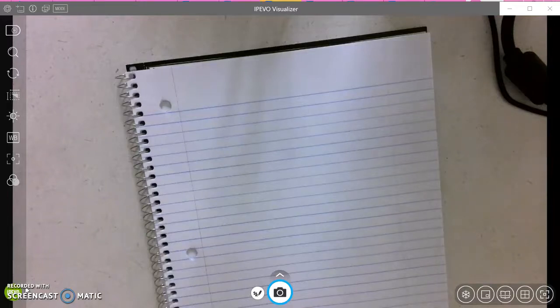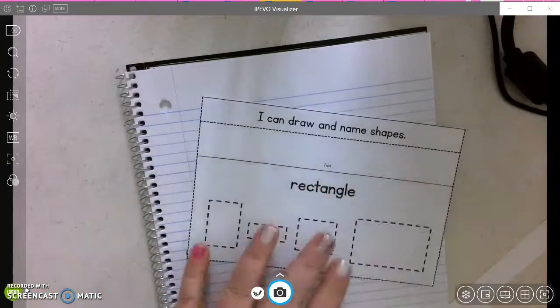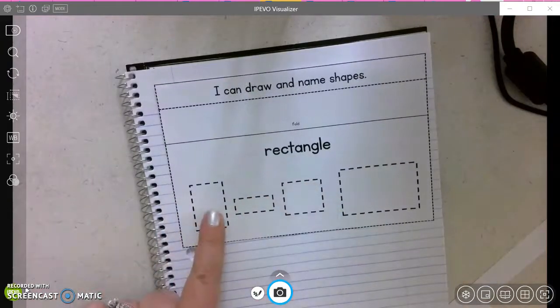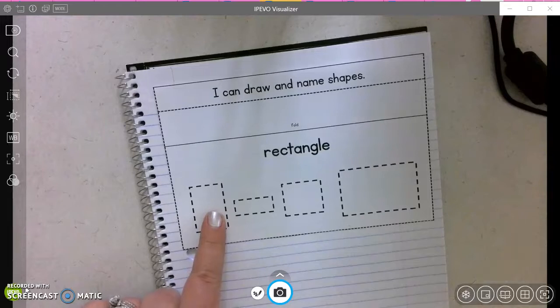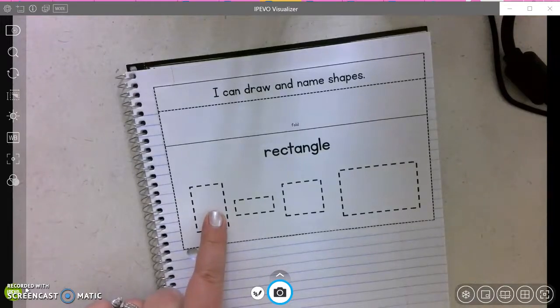So we are working with shapes. And remember, these are called 2D shapes or two-dimensional. And what that means is that these shapes are flat. Okay? They only have one face. That's what we call a side of a shape, is a face. So if I'm looking at this rectangle right here, it only has one face.